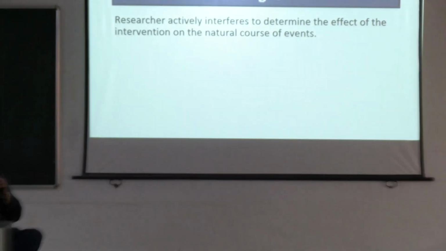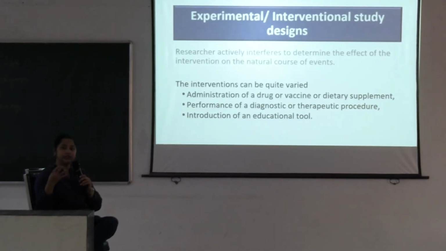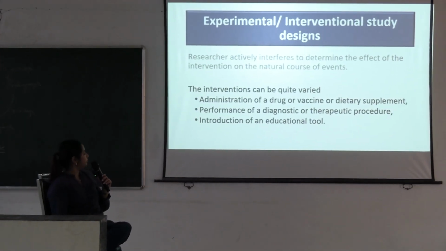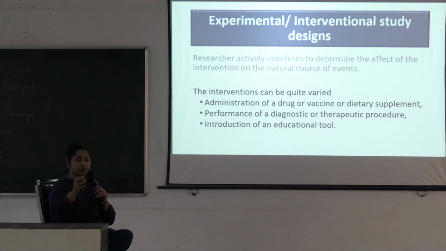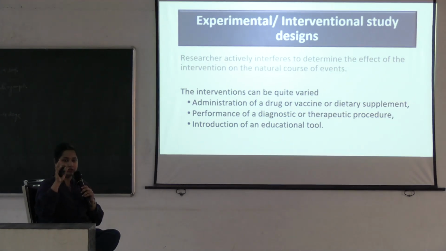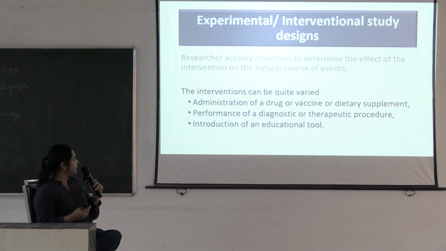Now, the researcher actively interferes to determine the effect of an intervention on the natural course of events. So what can those interventions be? They can be many types, like administration of a drug or a vaccine. Maybe they want to study the effect of a drug. So they are taking one group in which they give the drug, and in another group they give some standard drug or placebo, and then they compare the effect of that new drug. So that study can be done.